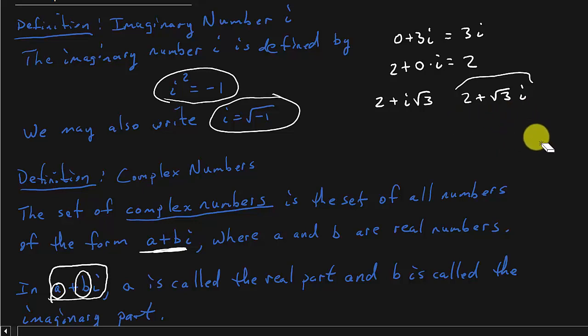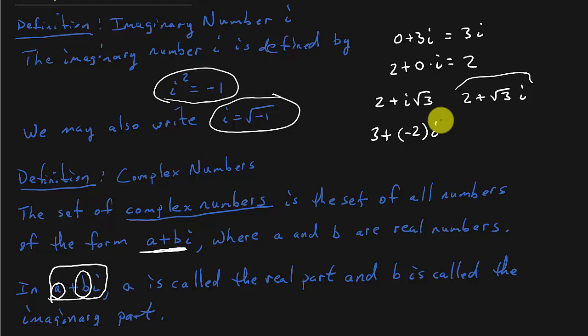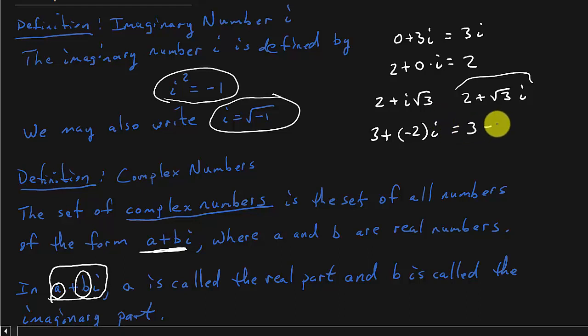Okay, and then another thing you might see is 3 plus -2i, where b in this case is -2. This would be the same thing as 3 minus 2i, and this is how we would write it. It's not wrong to write it the other way, but we just write it like this. That avoids the plus and the minus in the parentheses, the -2. So that's a few little things there.